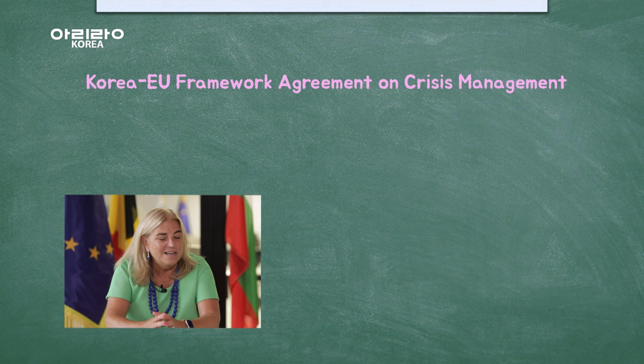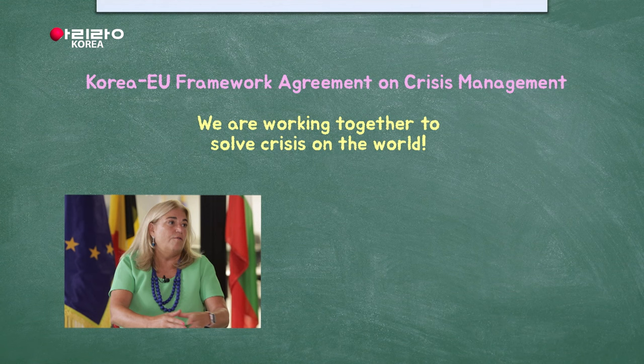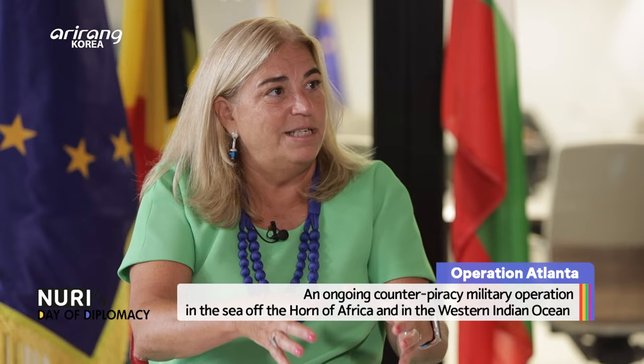The third one I was mentioning is what we call the Framework Agreement on Crisis Management. This is the security field. And that means that Korea and the European Union work together to solve crises around the world. Remember the crisis in Somalia, we call the Operation Atalanta, the piracy near the coast of Somalia, where we joined forces with other partners. And through this agreement, Korea naval ships could help us and participate in this operation to try to stop piracy in that part of the world.